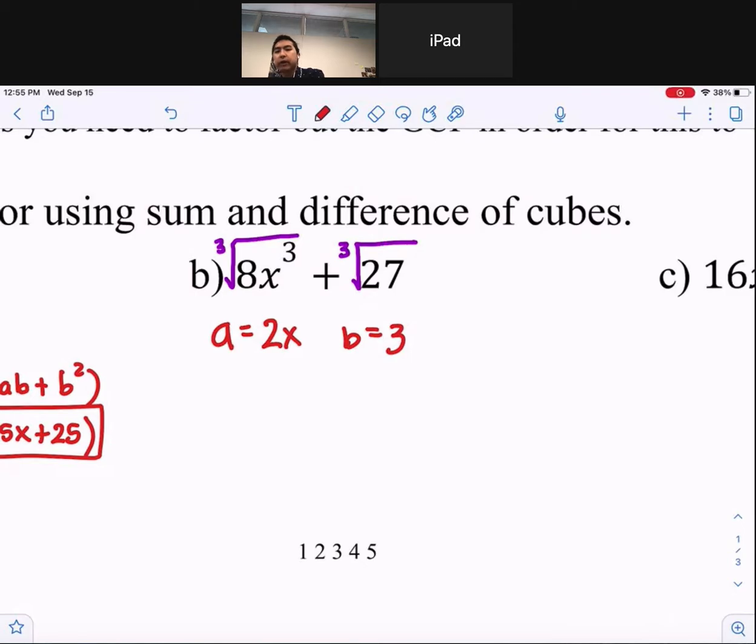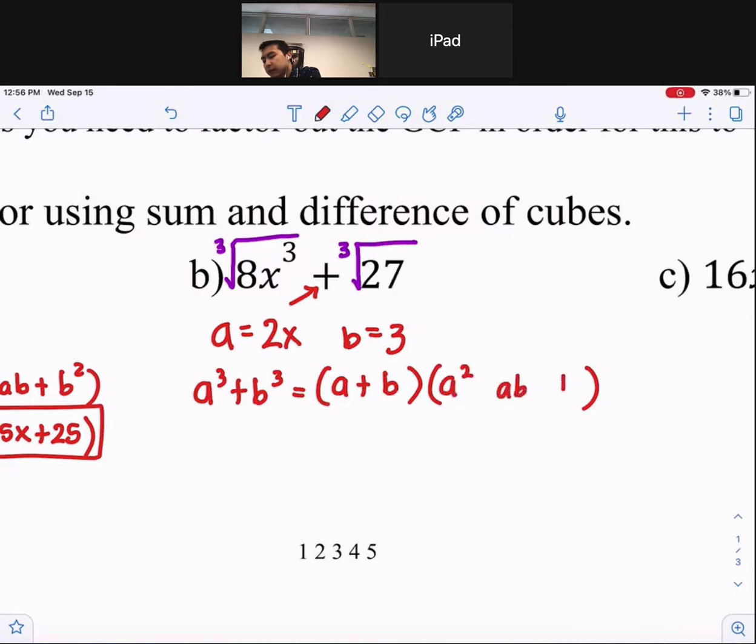Now that we have our a and b, you plug it into the formula. We're going to be using this one because it's a plus sign. So this is where you guys got to memorize, right? a plus b, a squared, ab, b squared. Same, opposite, always positive. So now we're just plugging in, right? Our a plus b is 2x plus 3. Look, this is our a, and that's our b, right? a and b, 2x plus 3.